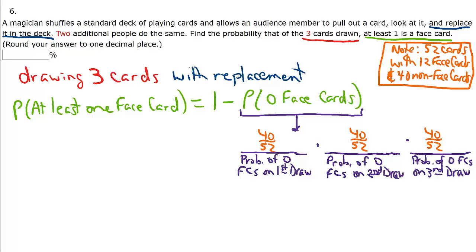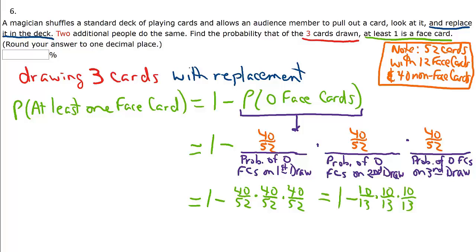In any case, the probability of getting no face cards is 40 fifty-seconds times 40 fifty-seconds times 40 fifty-seconds. And the probability of getting at least 1 face card is 1 minus that product. Now, because they ask you to round your answer to 1 decimal place, at any point in this process you can go ahead and change things to decimals and start working with decimals. Had they not asked you to approximate, you would have to leave it in fractions. I'm going to leave it in fractions a little longer, but you don't have to. At any point you feel like turning things into decimals, you can go ahead and do it.